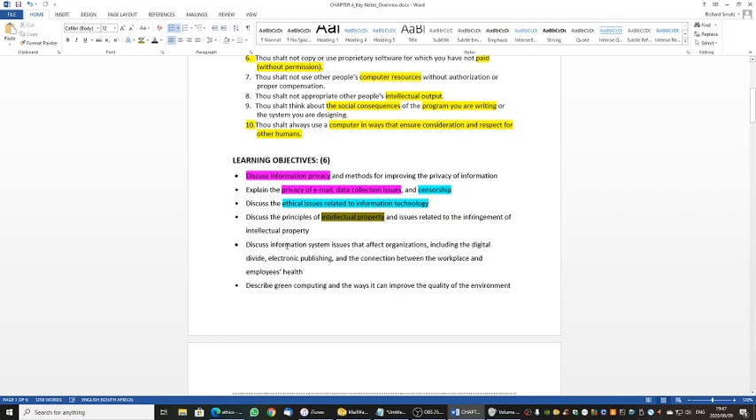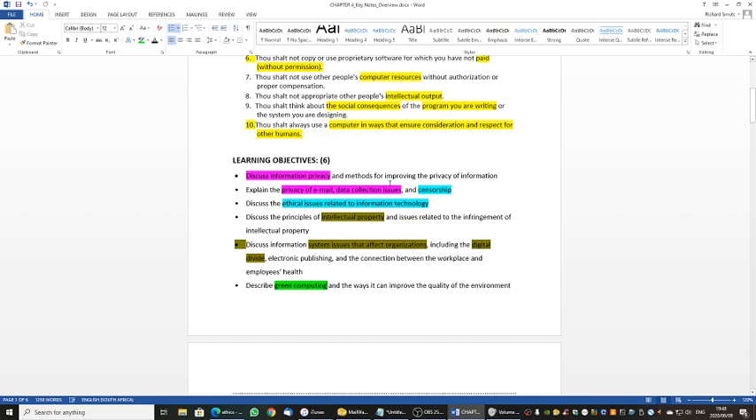We will briefly discuss information system issues that affect organizations, including the digital divide. The digital divide is those that have access to no computers, electronic publishing, and the connection between the workplace and employees' health, of all things. And then finally, we're going to finish off with describing something called green computing. And I'm going to actually highlight that in green, because it is what we do with computers and how they can impact on the environment. So there are basically 6 learning objectives to this chapter.